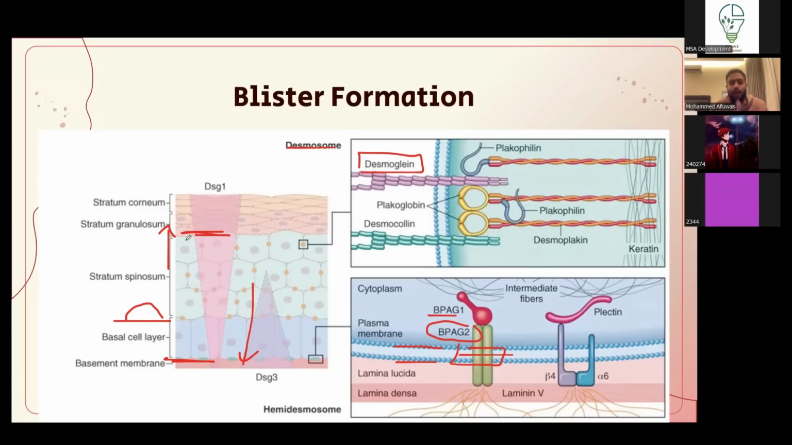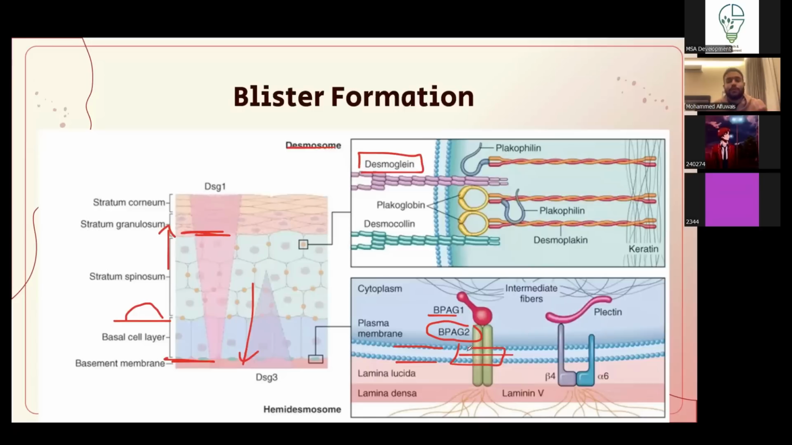Now, another thing is how would you want to diagnose blister diseases? A biopsy, and what do you do after you take a biopsy? Immunofluorescence. What do you check for in immunofluorescence? Immunoglobulins, which is IgG or something else, depending on the pathology. So what is causing a lot of these blistering diseases is immunoglobulins: IgG affecting desmoglein or hemidesmosomes, BPAG2. These are the bullous diseases.